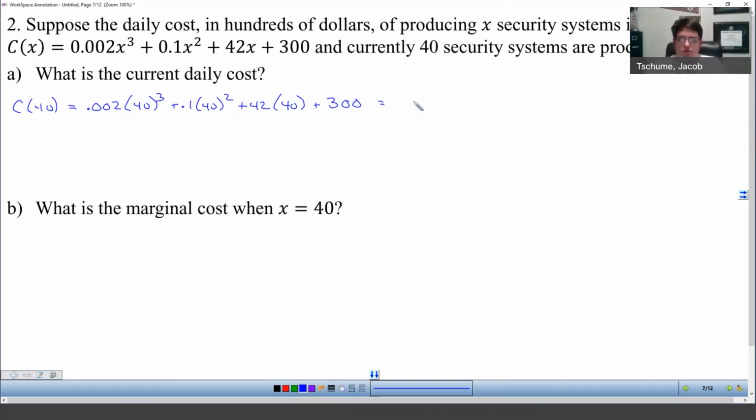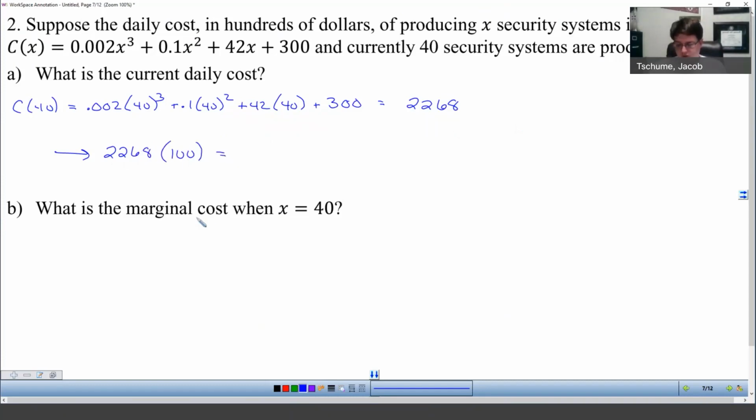So you get 2,268. Now, this is the cost, but it says this is the cost in hundreds of dollars. So you're going to have to remember that this is represented as hundreds of dollars. To get the actual cost, you will have to take 2268 times 100.